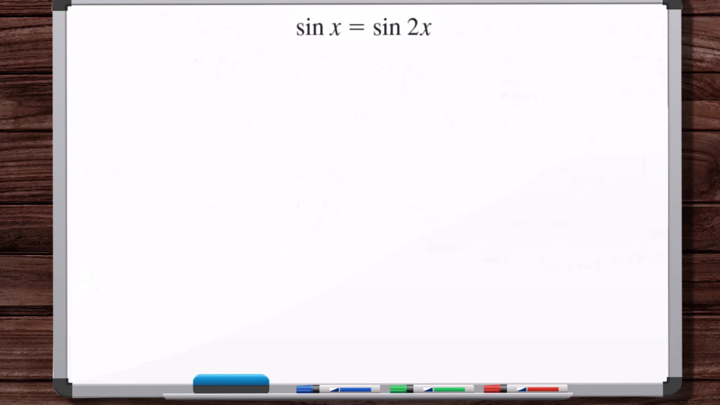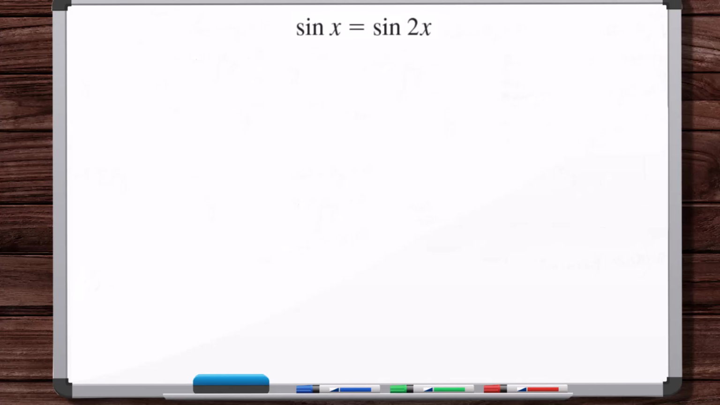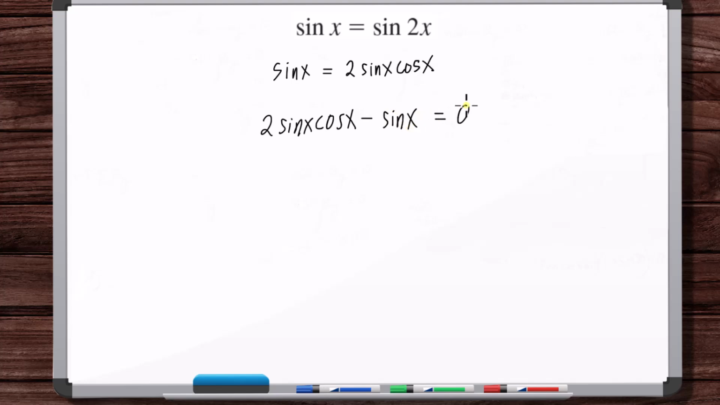So, okay, sine of 2x is equal to 2 sine x cosine x. So we can change this to 2 sine x cosine x. And now it's like in the previous section. We solve this just like we would in the previous section. So, okay, we'll start by subtracting sine x from both sides. Now we factor out a sine x.